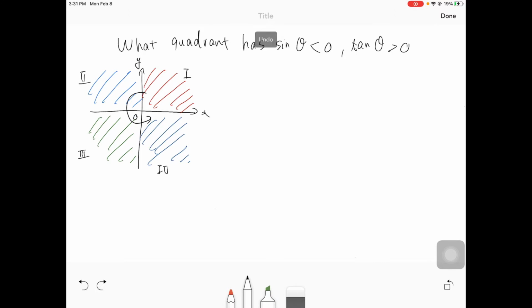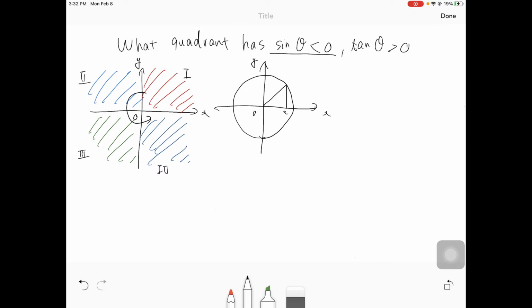Okay, first let's think about tangent theta. In the last video, I explained what sine and tangent are. So if you have no idea about them, please check out my previous video. Okay, and let me sketch the triangle in here and put the values. This one is x, and this one is y, and this is the radius, r.